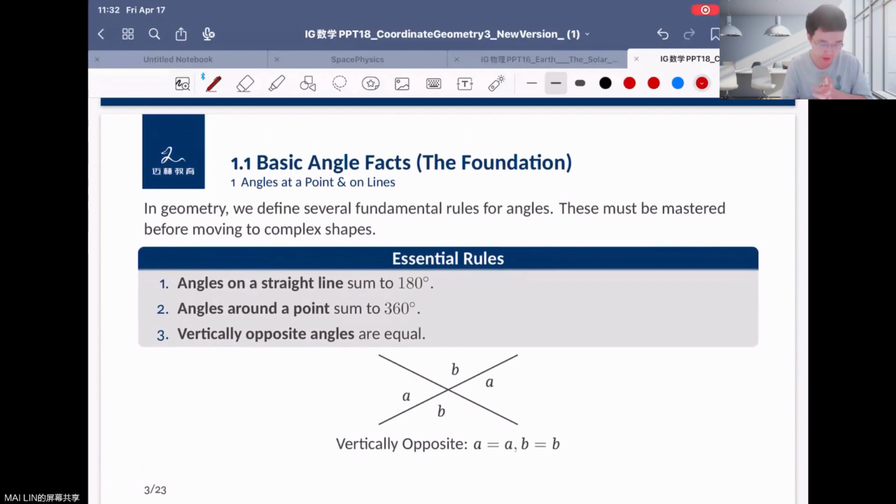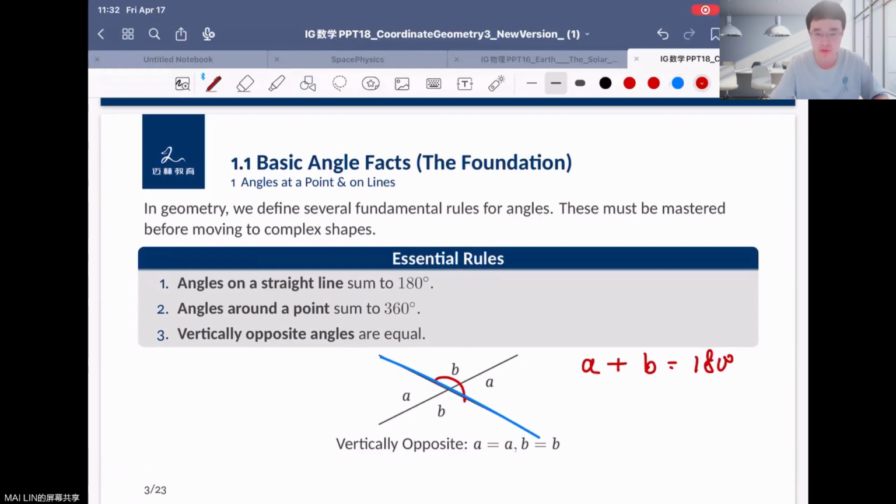Here we can see angles on a straight line sum to 180 degrees. Maybe here you can find angle A and B. They are on the same line, like the blue line right here. So we can say angle A plus angle B equals the total angle, 180 degrees. That is for the angles on a straight line.